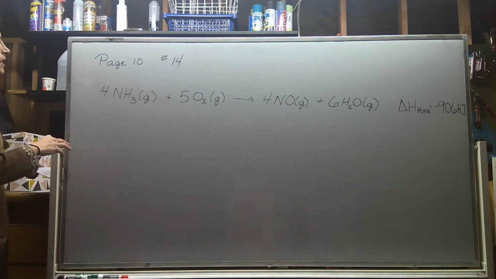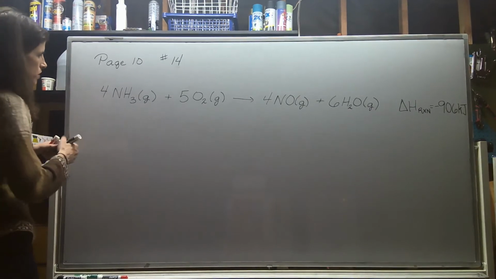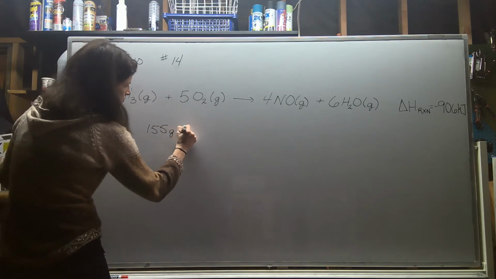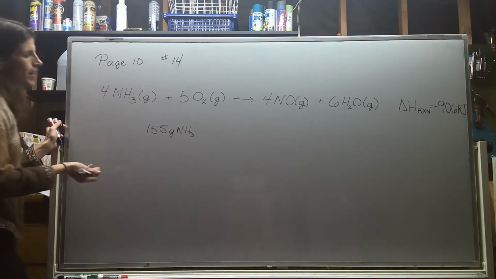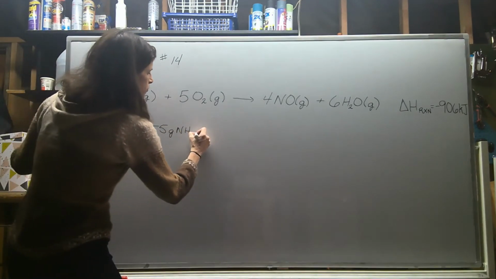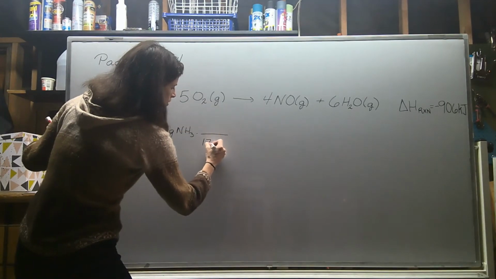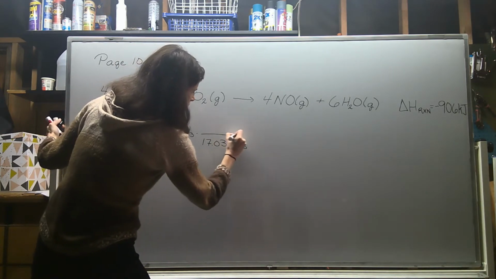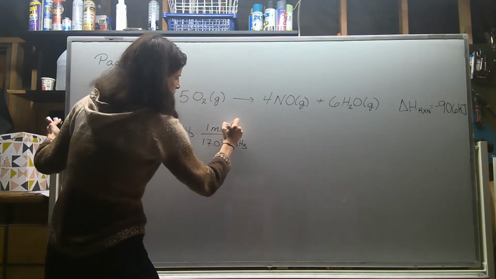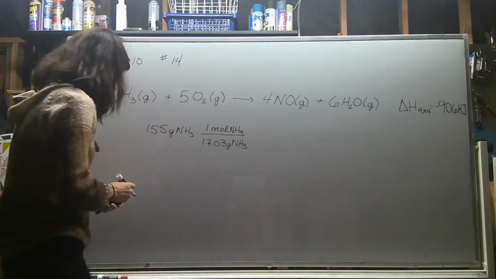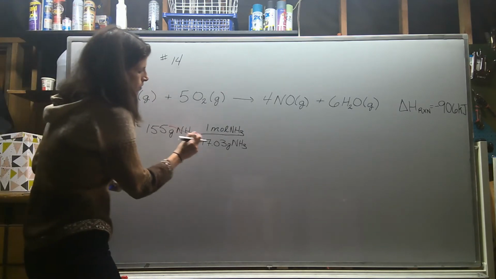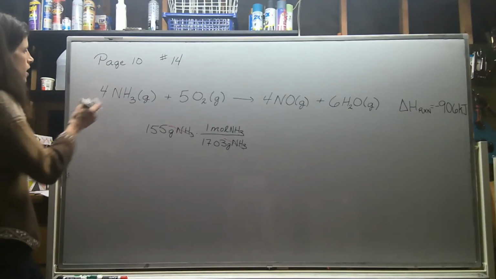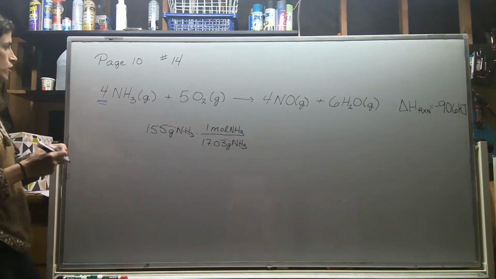Alrighty, so in number 14, we're given the fact that we have 155 grams of ammonia. So we'll start with that. We want to get rid of grams of ammonia, so we'll divide that by the molar mass. So there's 17.03 grams of ammonia in 1 mole of ammonia. Grams will cancel grams. Now, in order to get rid of moles of ammonia and convert that to heat energy, I'm going to grab this coefficient right there.